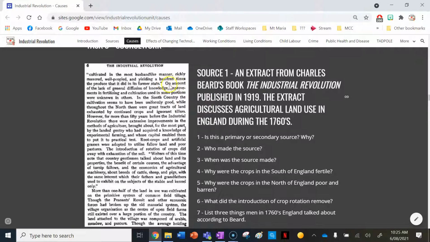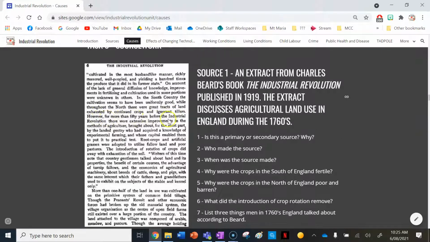The first full sentence. On account of the lack of general diffusion of knowledge, improvements in fertilizing and cultivation used in some portions were unknown in others. In the South Country, the cultivation seems to have been uniformly good, while throughout the North there were great tracts of land exhausted by continued crops and ignorant tillers. So again, we don't have that crop rotation system, so they're saying that the soils are exhausted in the North.